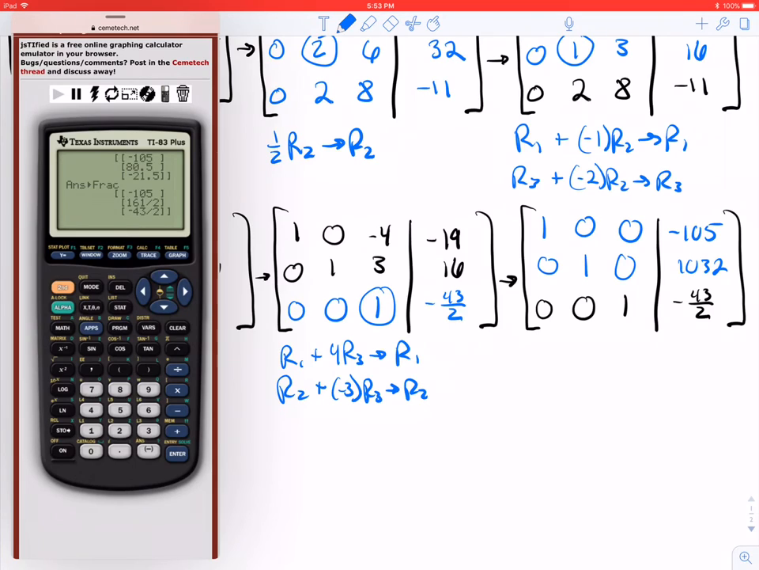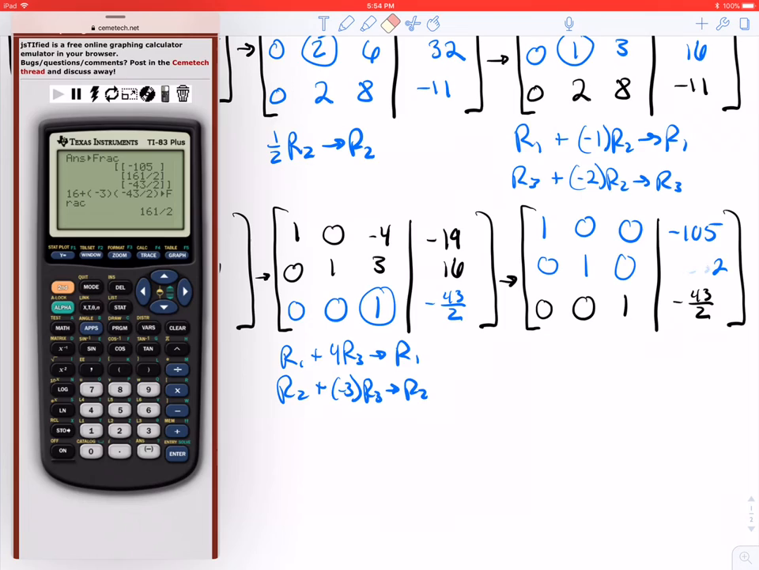Let's go back. So we're changing row 2. The negative 3. Okay. So what I'm going to do is just do this last part in the calculator. So that was the only one that was off. Everything else was good. So I'm going to say 16 plus, open parentheses, negative 3 times row 3, which is the negative 43 over 2. Then I'm going to hit math as a fraction. And 161 over 2. So yeah, just that last step I made a mistake.